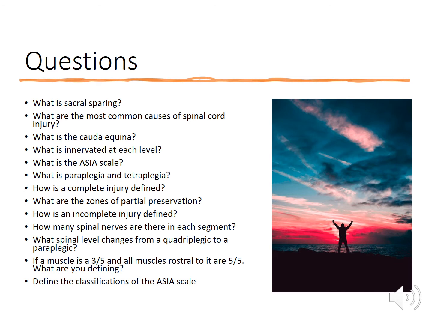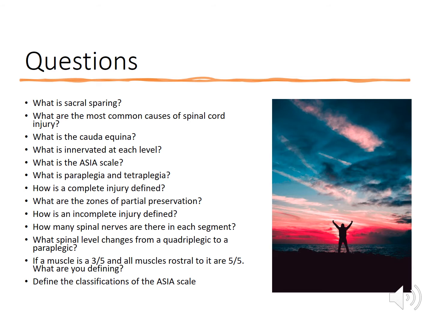So, what is sacral sparing? What are the most common causes of spinal cord injury? What is the cauda equina? What is innervated at each level? What is the Asia scale? What is paraplegia and tetraplegia? How is a complete injury defined? What are the zones of partial preservation? How is an incomplete injury defined?